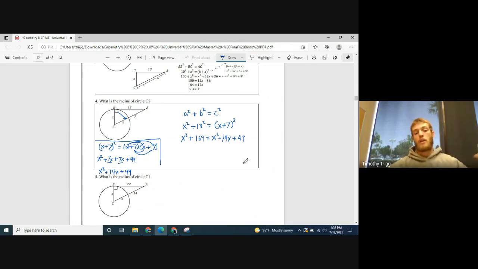Now you may notice there's an X squared on both sides of the equation. So we can go ahead and subtract X squared on both sides. What that does is it cancels the X squared on both sides. That's good. It makes my equation much simpler. Now I only have 169 on the left. On the right, I have 14X plus 49.